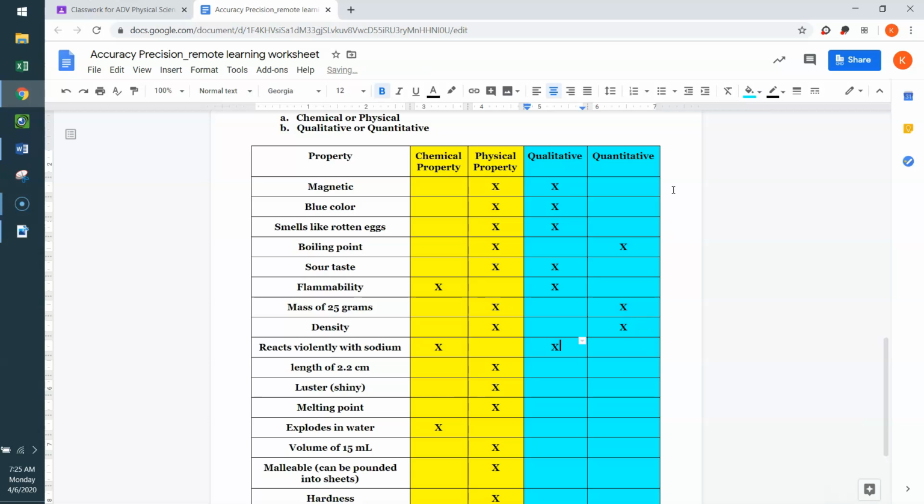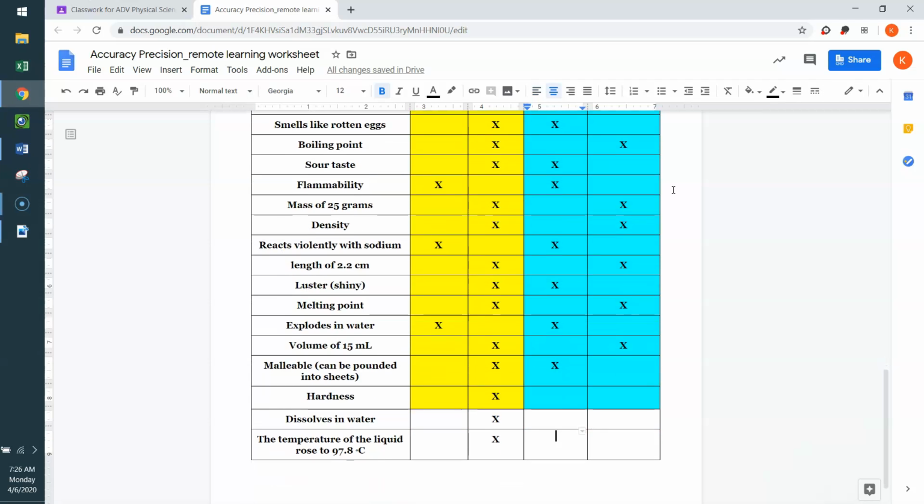Reacts violently is just what happens. There's no numerical measurements. Length, there's a number there. Luster, no. Shiny or not is not numerical. Melting point, again, is the temperature at which a solid would transition to a liquid. It is going to be a number if you're looking at information on melting point for a substance. Explodes in water is qualitative. The volume is quantitative. To be malleable, you either can or cannot have your shape changed.